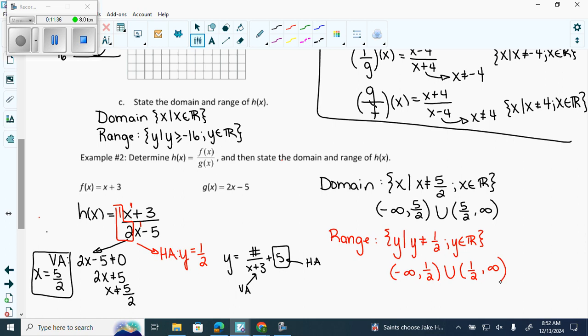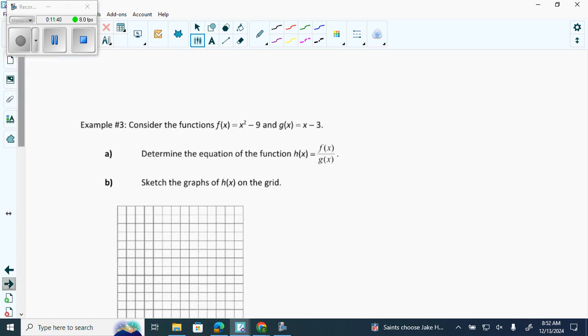Okay, we're going to flip over. Due to time constraints of it being Friday, we're not graphing this. So, h of x equals f of x, which is x squared minus 9 over x minus 3.